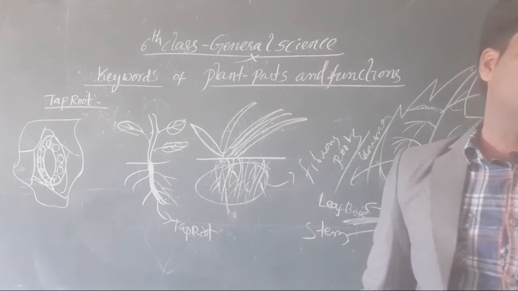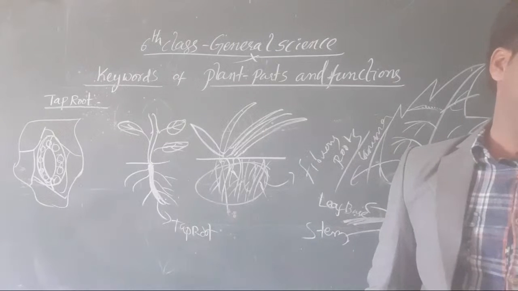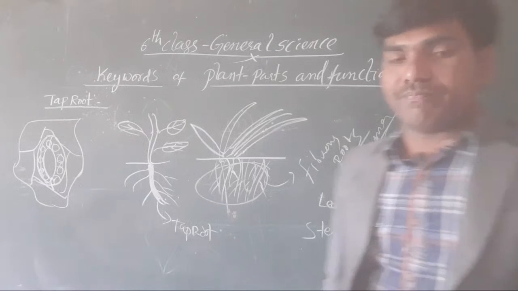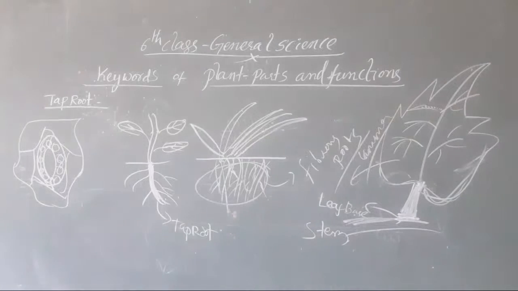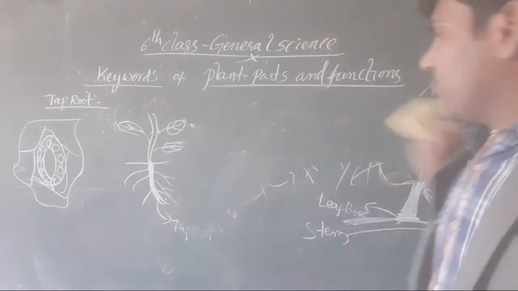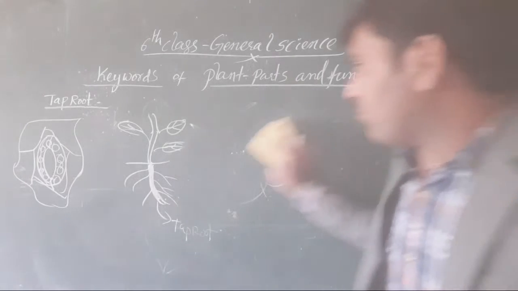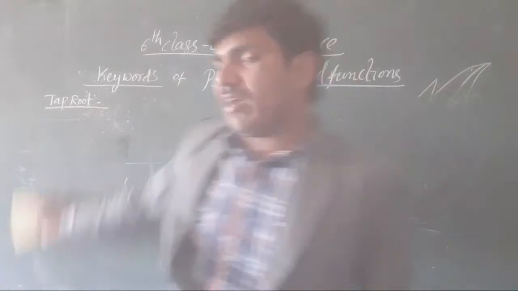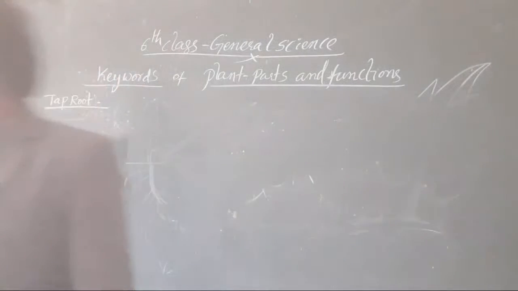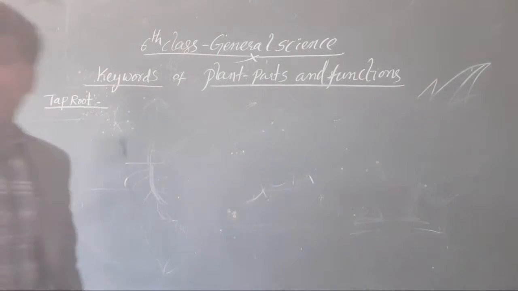Next one is reticulate venation and parallel venation. That is another keyword. Already I have shown you clearly on the leaves in the last classes.